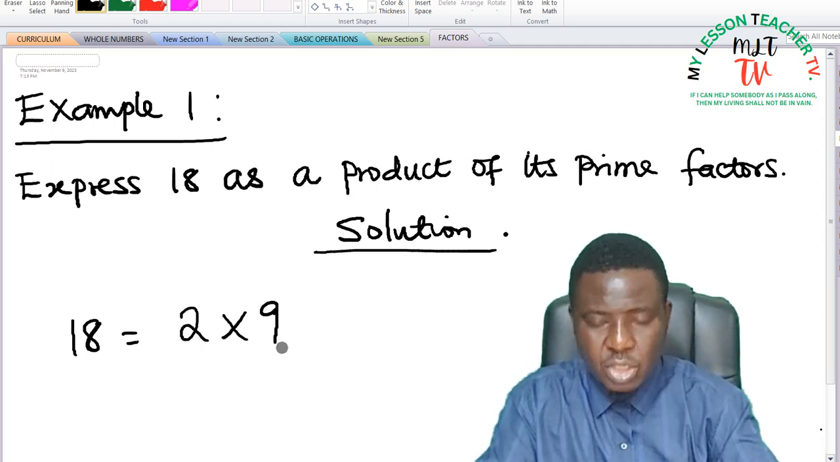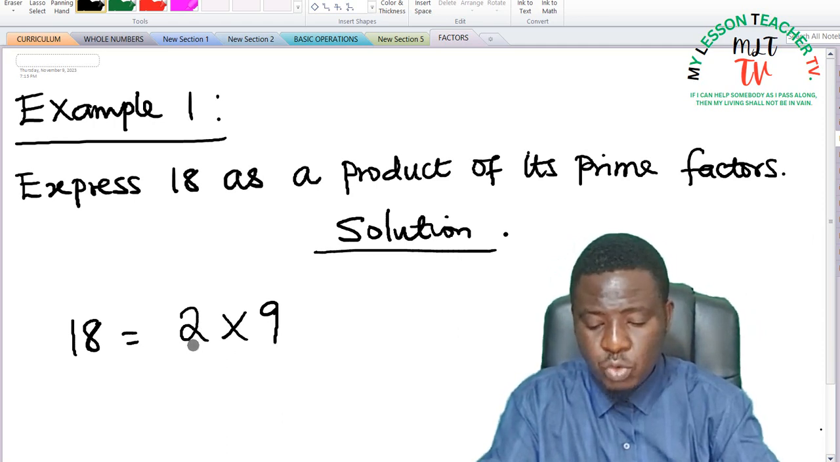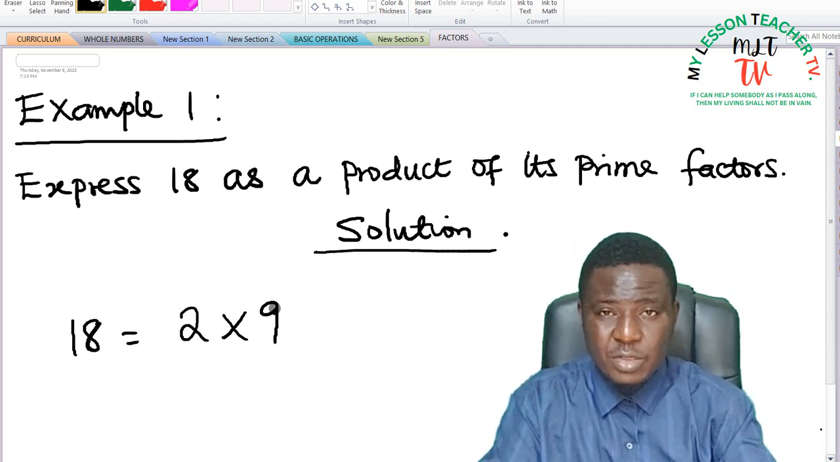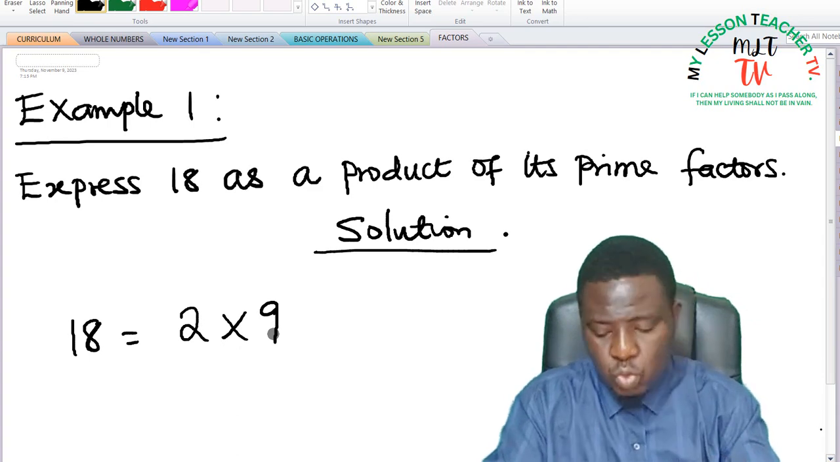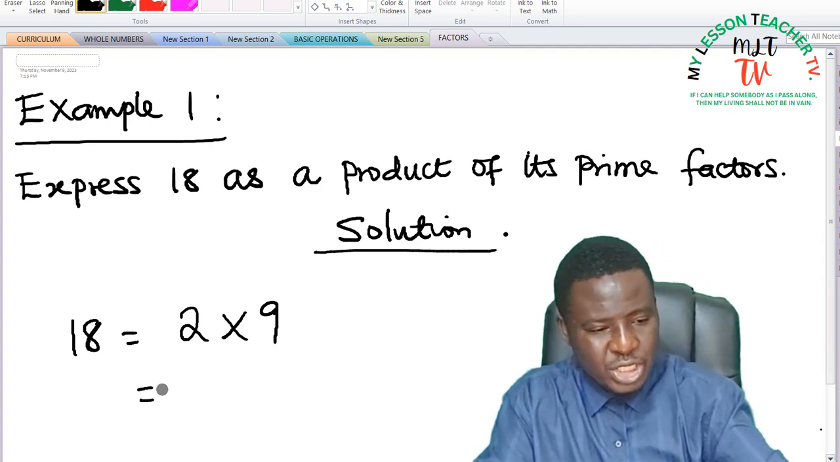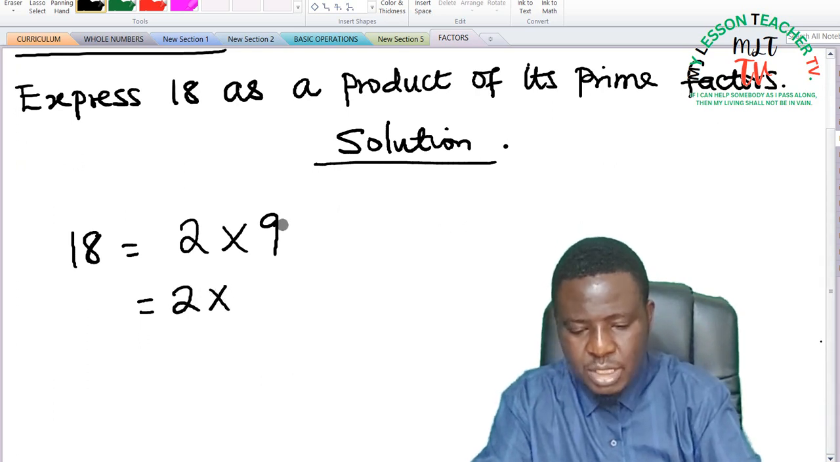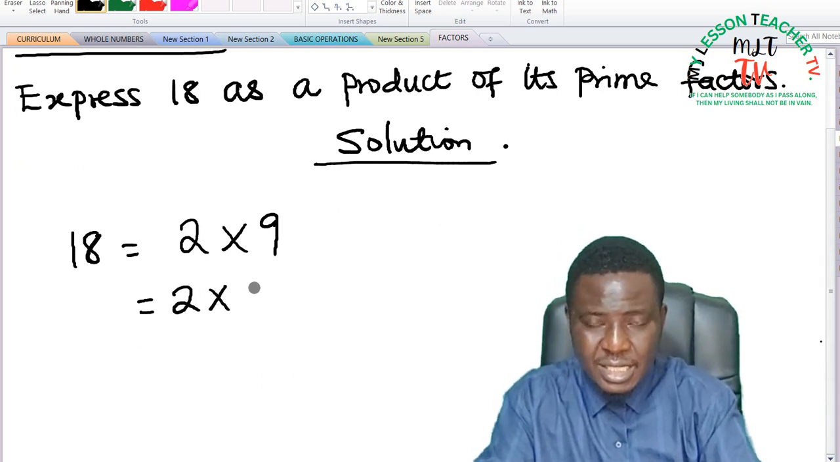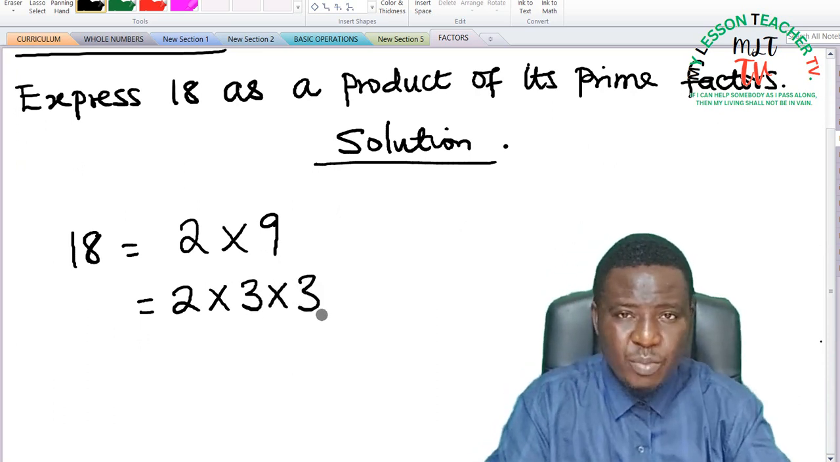But 9 is not a prime factor. So I'm going to divide 9 by the next prime factor. If 9 were still divisible by 2, then you would have used 2. But since 9 is not divisible by 2, I'm going to use the next prime factor, which is 3. So this gives me 2 times 9 can be expressed as 2 times 3 times 3. And these are said to be prime factors.